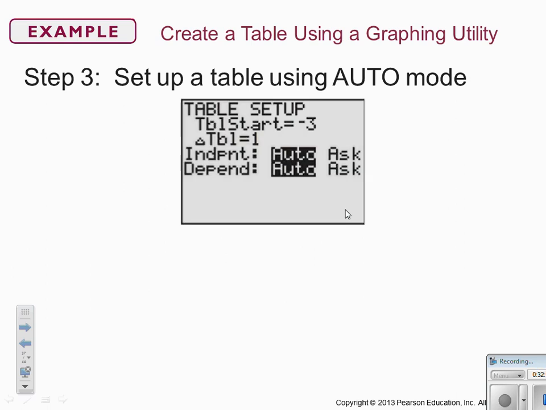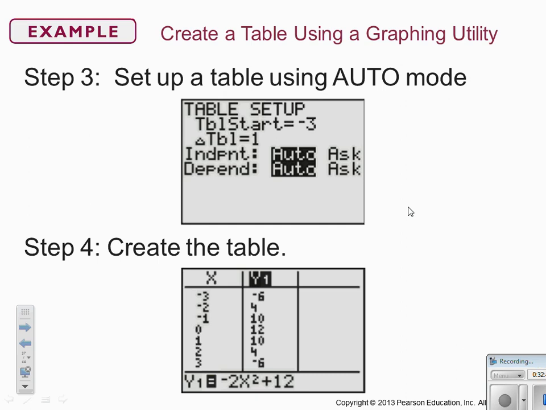Your table should be in auto mode, and it will be. So that's in table setup. You can set up when you want your table to start and how you want your table to count. Sometimes you want your table to count by 0.5s or 0.1s, so you can see where it's going and hit the right numbers. Other times you might want to count by pi's, like 1 pi or 2 pi. So you have the ability to control that. And then create your table. It'll give you your x values and your y values. You can arrow up and down to find them.